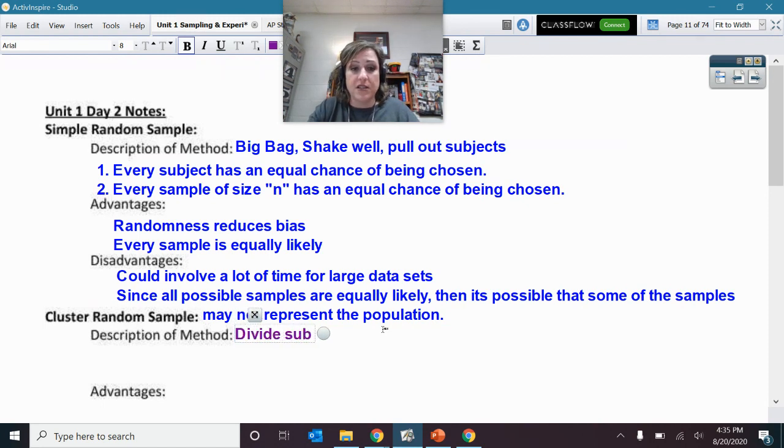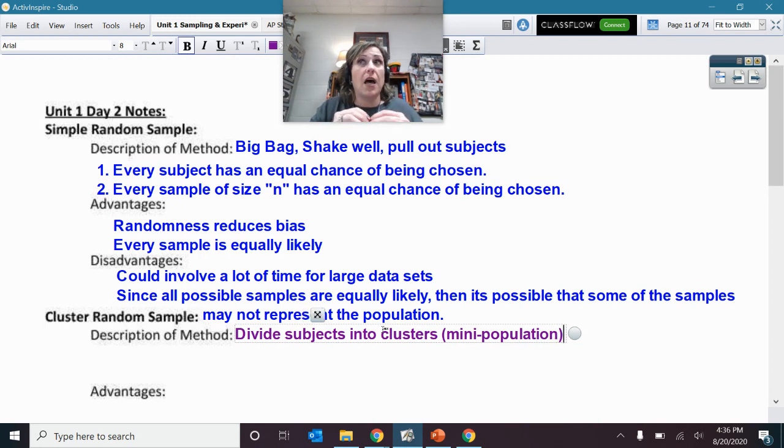We're going to divide the subjects into clusters. The key is that these clusters are supposed to be a little mini population. Our advisory classes that we have are not clusters, because each one is not a mini representation of Aledo High School, since I have all sophomores. Even though I have all parts of the alphabet of the sophomores, that's not like all of Aledo High School. So doing cluster sampling with advisories wouldn't actually work here. So, divide into clusters, little mini populations, and then once you do that, sample all subjects in the cluster.